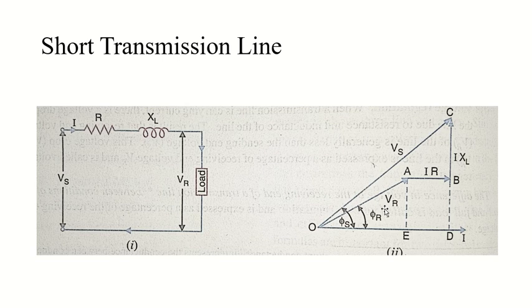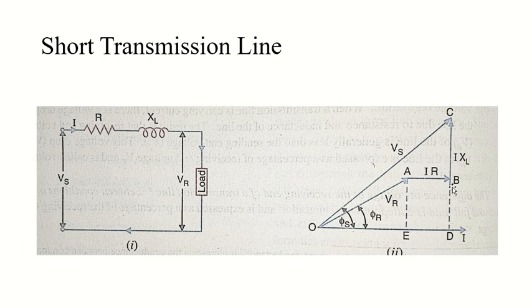Then this AB line, this horizontal line, indicates the resistive drop, or you can also call it IR. And remember, resistive drops are always in phase with current. So it is drawn parallel to OD, or parallel to the current component.